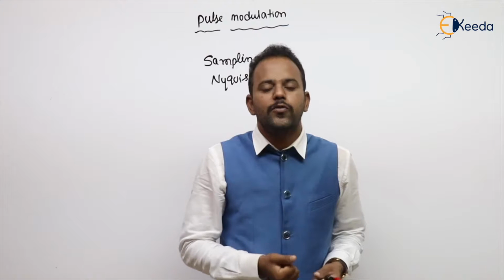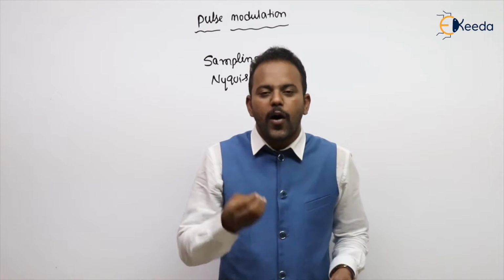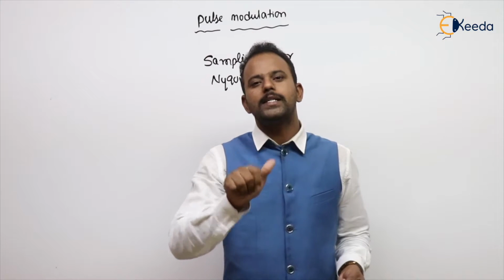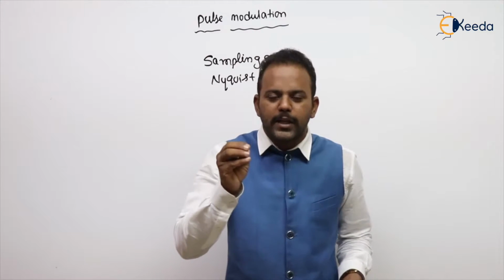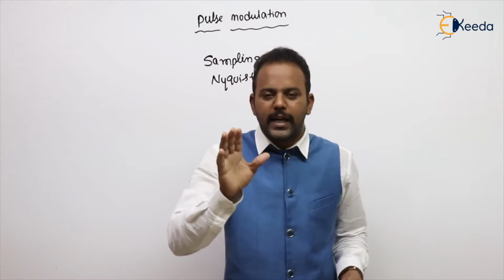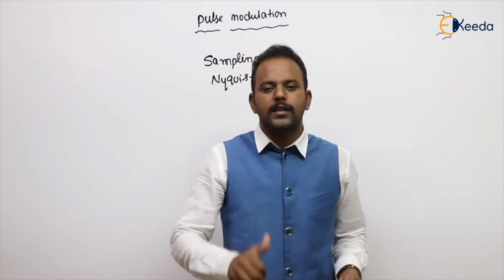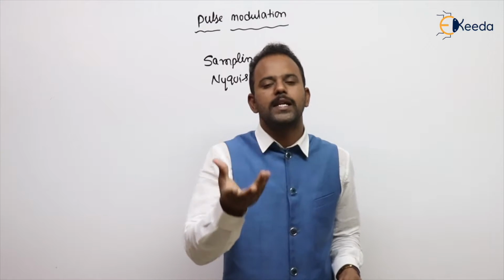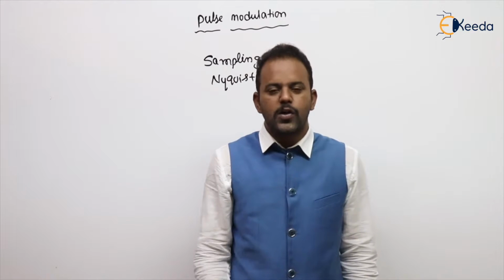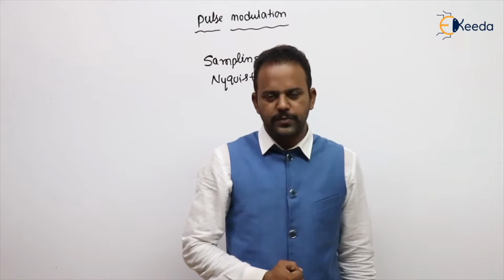How many samples do we have to take? That is given by the sampling theorem. The sampling theorem gives you the minimum number of samples to be taken to reconstruct the original information from the samples. So what is the sampling theorem statement?